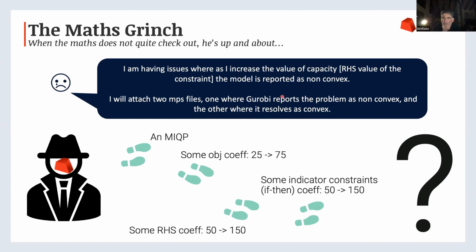Thank you. Okay, so is it the MIQP? Is it the objective function? Is it the constraints? Is it a combination of the right-hand side and indicators, or is it a combination?